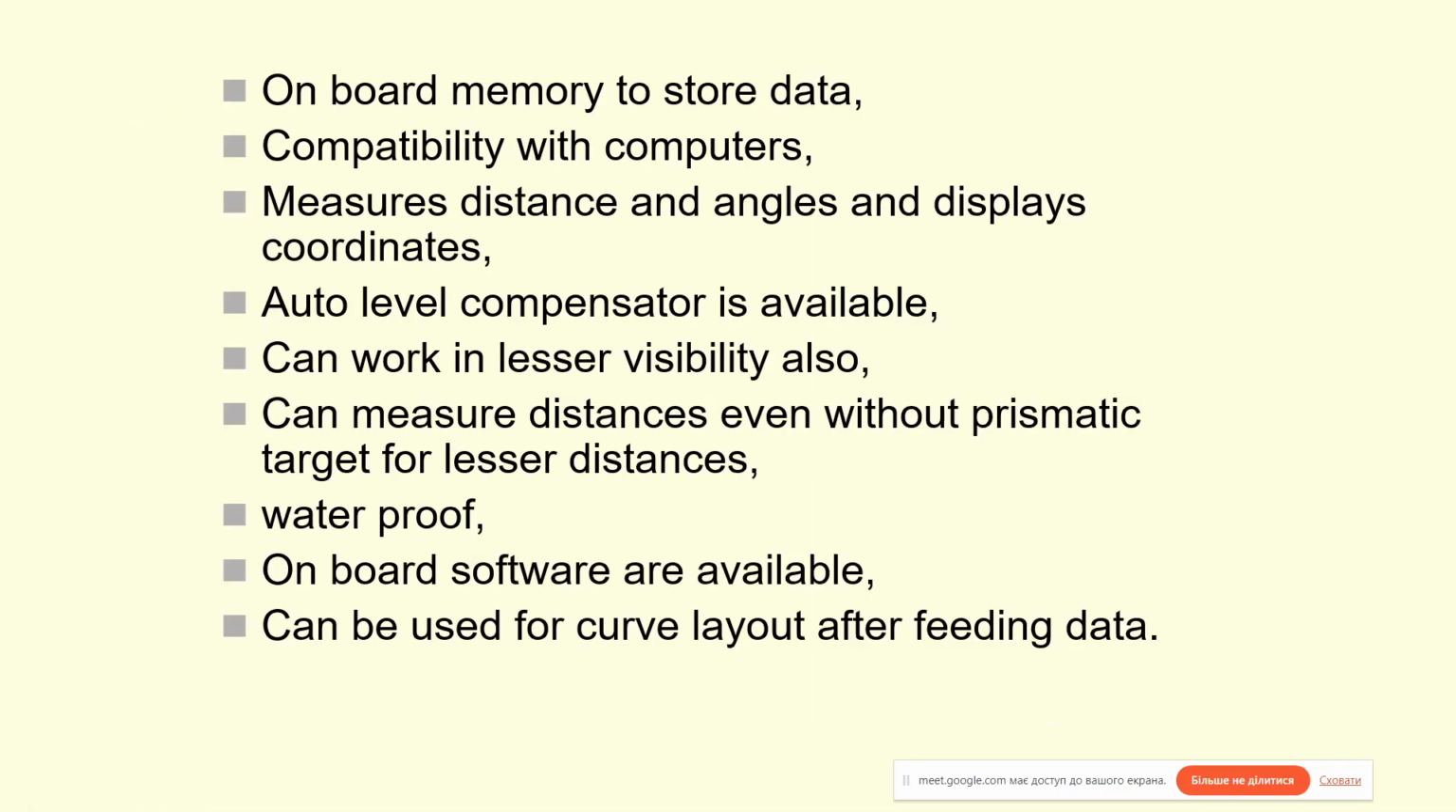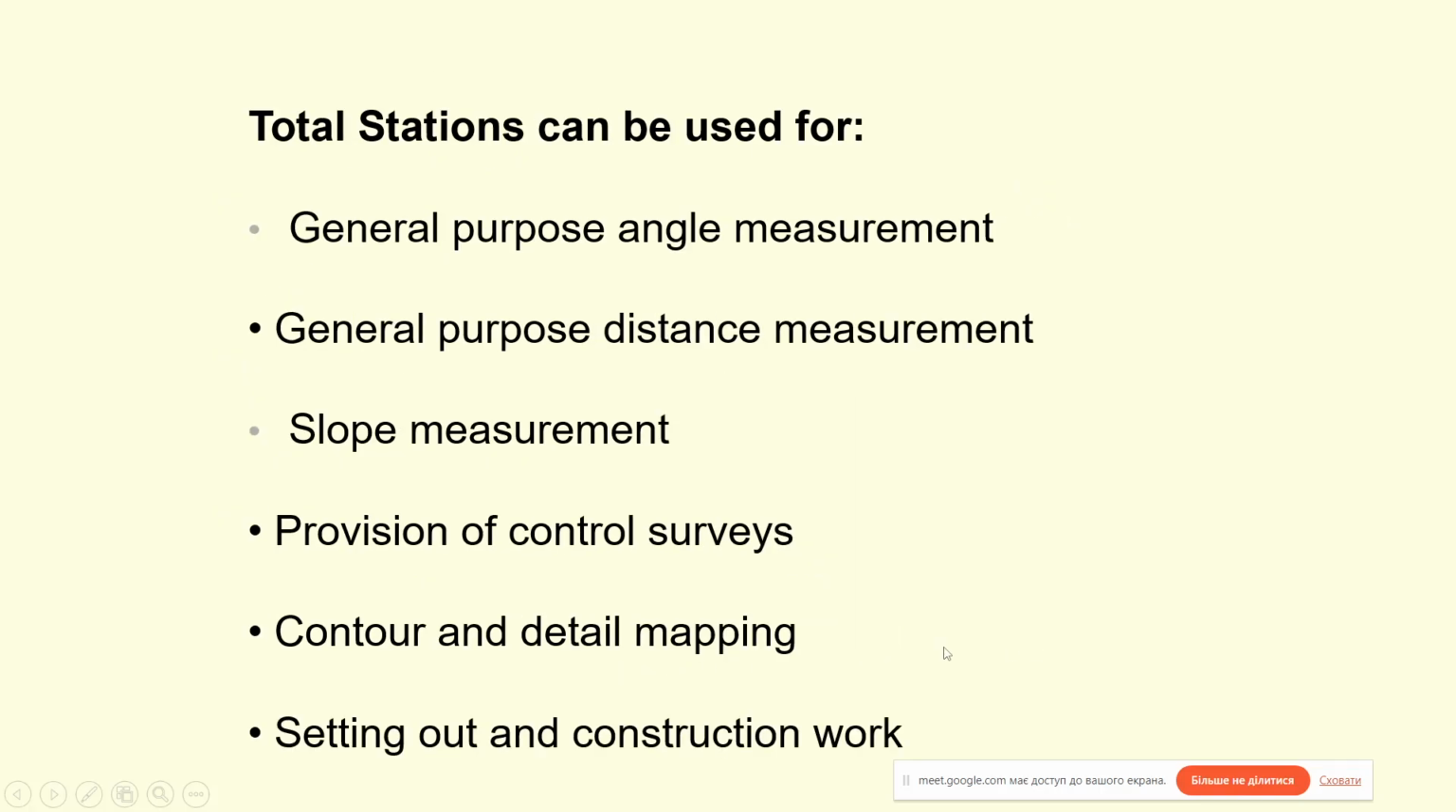These total stations have onboard memory to store data, compatibility with computers, measure distance and angles and display coordinates. Outer level compensator is available and can work in lesser visibility also. Can measure distances even without prismatic target for small distances. They are waterproof. Onboard software is available. Can be used for curve layout after feeding data.